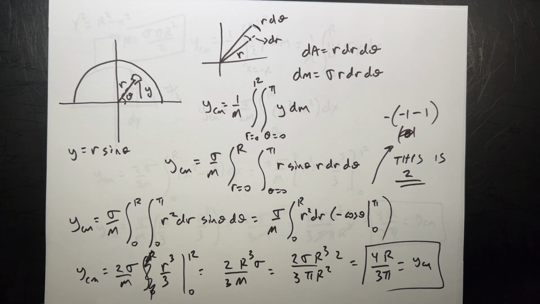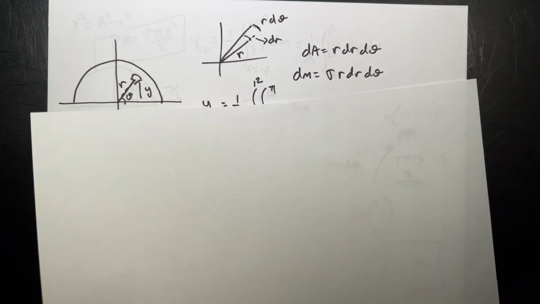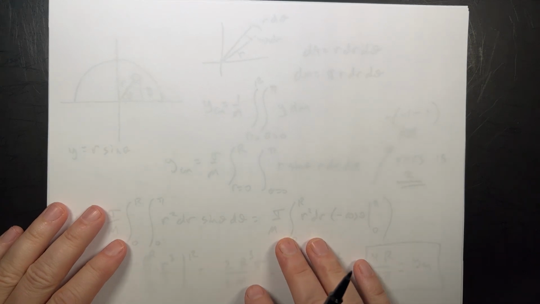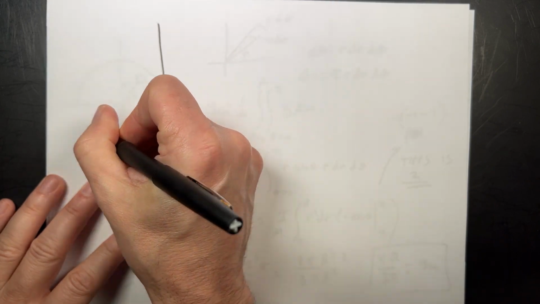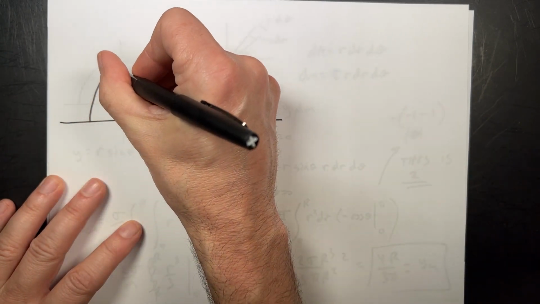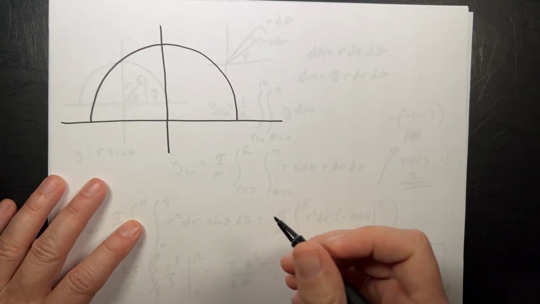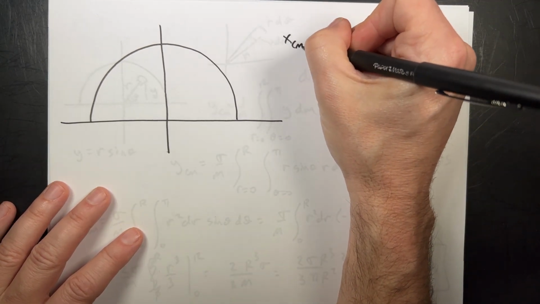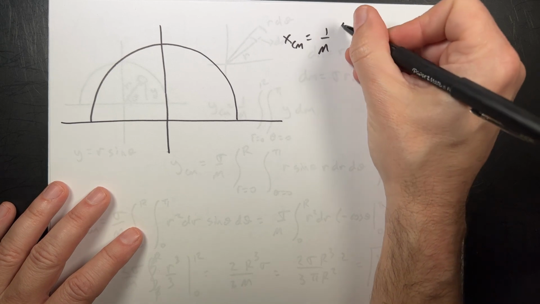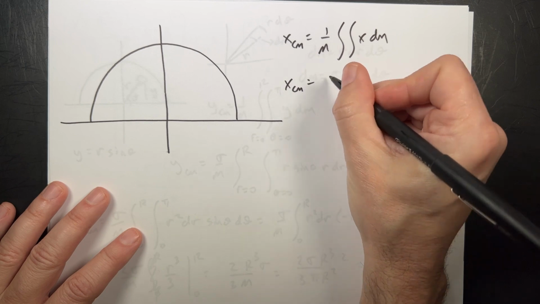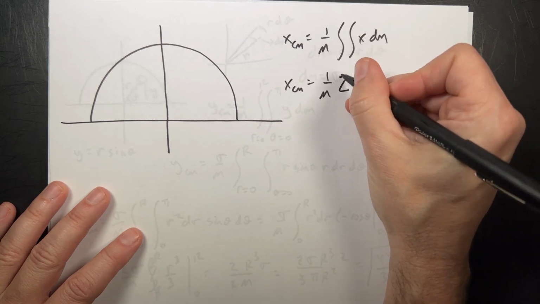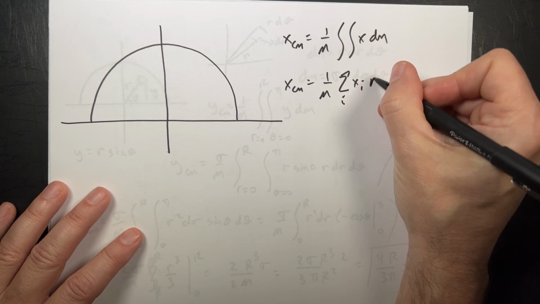I said 3 ways, and there's actually another way we could do this. There are many ways you could do this, and that's what makes it fun, right? We're doing it for fun. Okay, now we're going to do it the way that I like to do it. Imagine I have, I'm going to draw it a little bit bigger, my half circle. And instead of writing x center of mass is 1 over the mass, double integral of x dm, I'm going to write x center of mass as 1 over the mass times the sum over i of xi mi.